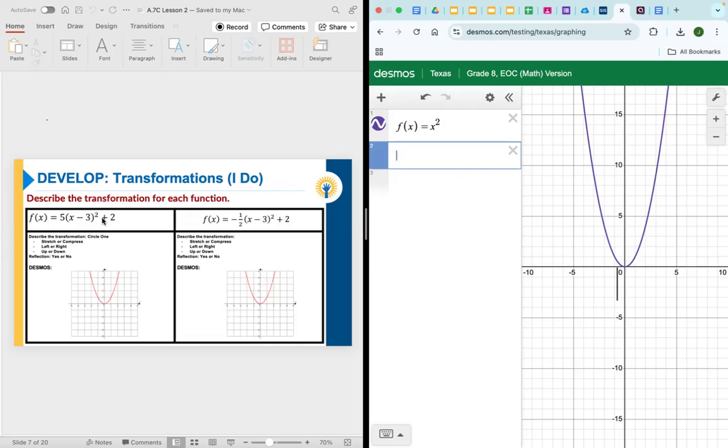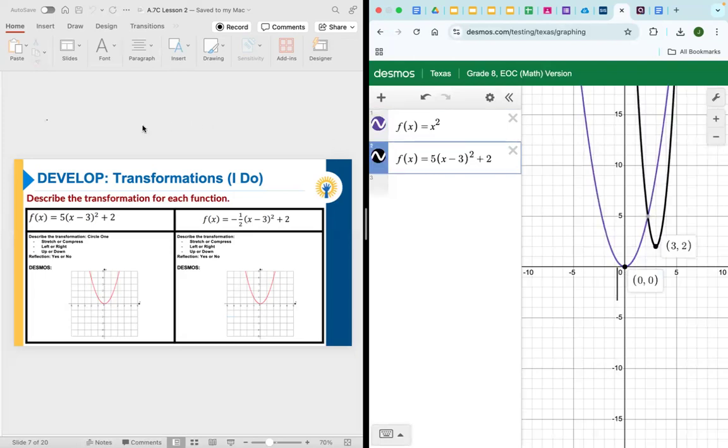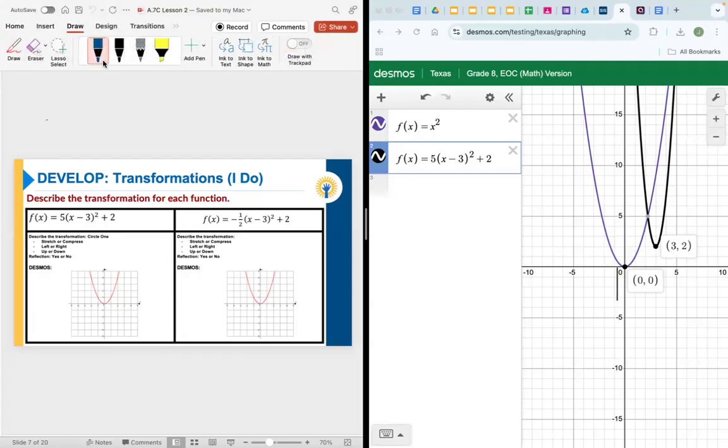So the first one we have is f of x equals 5 times x minus 3 squared plus 2. So I know I'm starting at home and I want to compare it to my vertex. And I notice a couple of things here. First thing that I notice after I draw my picture here is that I went up and I went to the right. But notice too, my graph got a little bit skinnier, right?